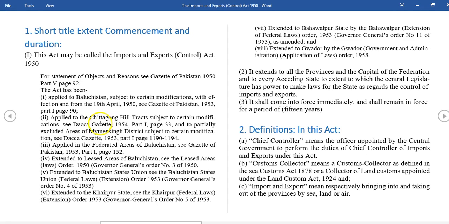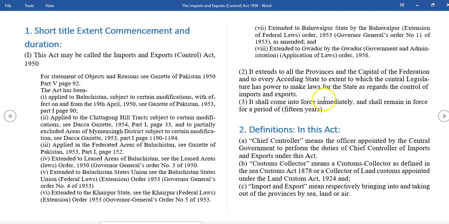Otherwise all other provinces including East Pakistan, now Bangladesh, were covered in this act, except a few areas like Chittagong Hill Tracts, and you will also find one area which was called Bhawalpur at that time, and right now it is some areas of Tangail, that was also exempted from this act. So that's about the extent of the act.